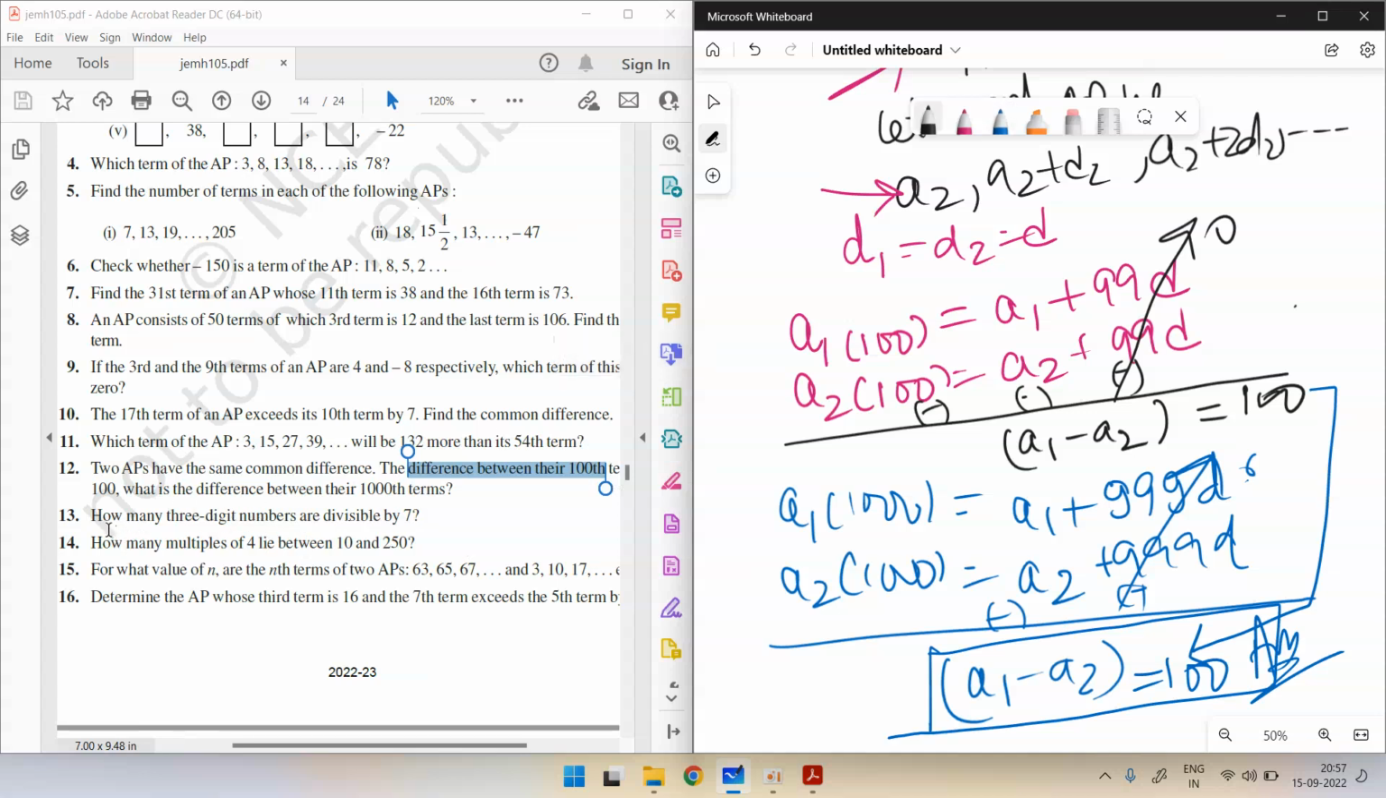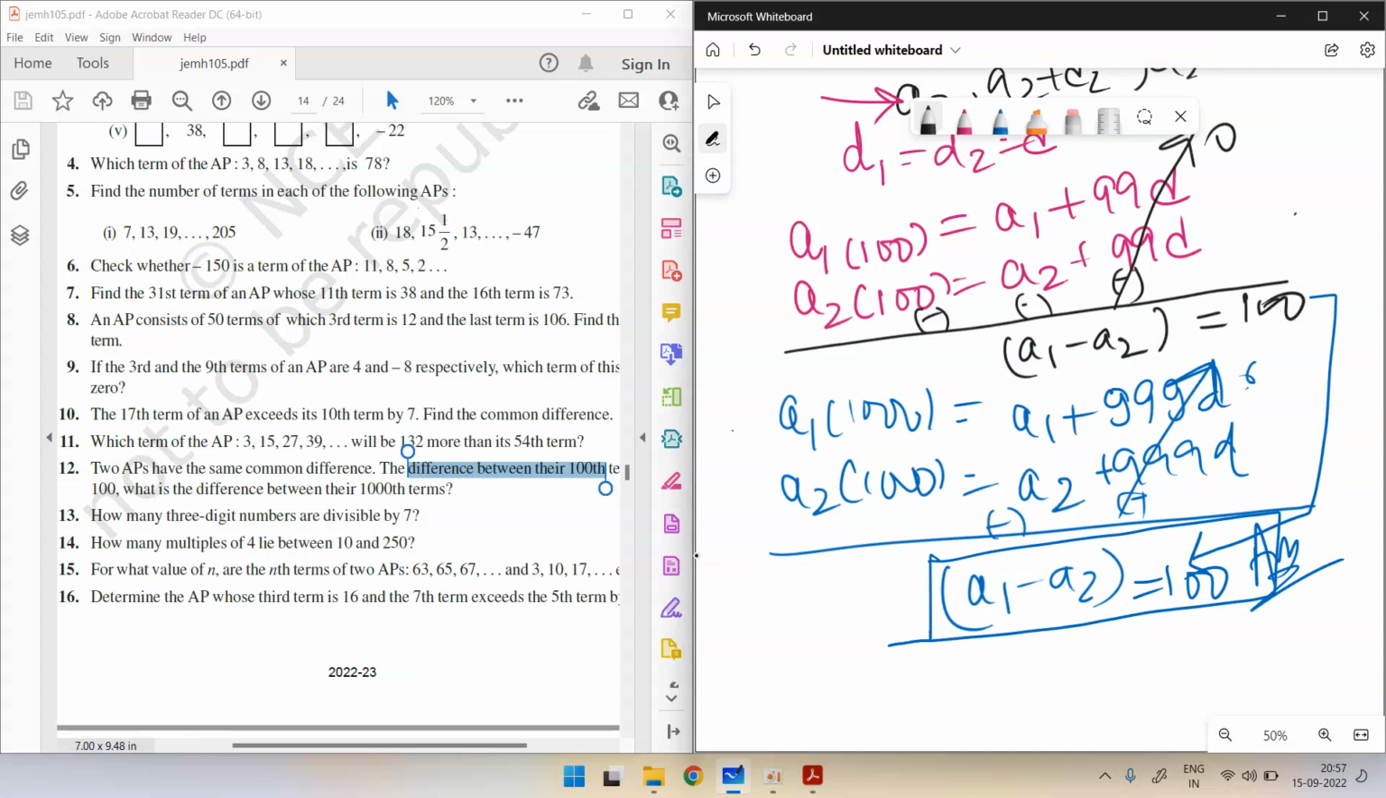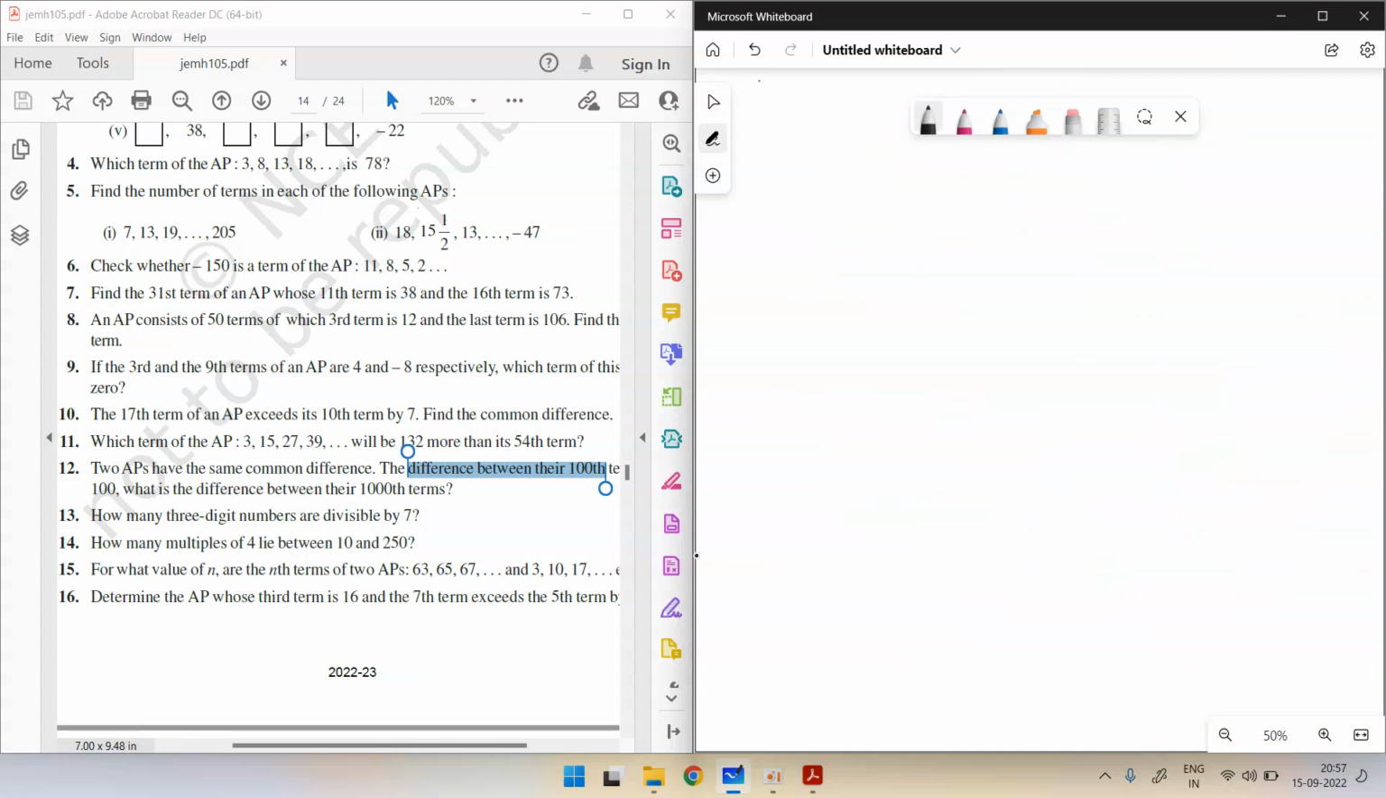Now, the question is: how many 3-digit numbers are divisible by 7? It is the same as what I discussed with you for 2-digit numbers divisible by 3. The 3-digit numbers run from 100 till 999. The thing is, you don't know what the first number is that will be divisible by 7.